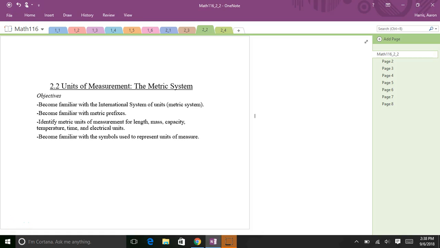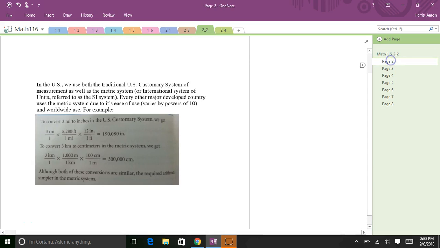We're going to talk about the metric system a little more today, get familiar with some metric prefixes. So let's start out here. Just kind of a commentary: we use the traditional customary system of measurement as well as the metric. I don't know why we're one of the few developed countries that uses it. The metric system's much more easily used.